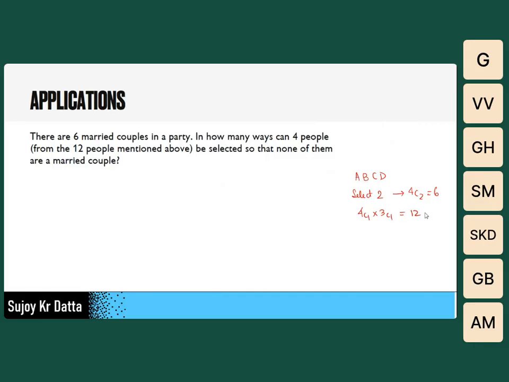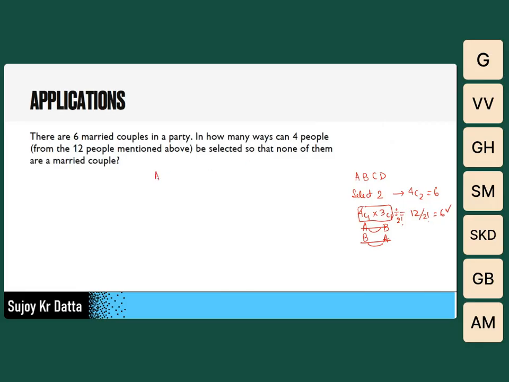4C1 times 3C1 is wrong because we are doing an ordered selection. We are selecting the first guy and then selecting the next. So just like we could have done A and then B, we could have also got B and then A. The swapping is there. So to get the correct answer, if you have done it like this, you must divide by 2 factorial. Now it's okay.